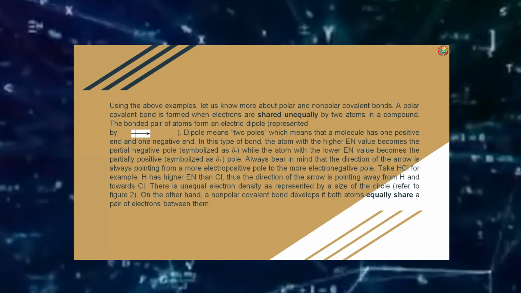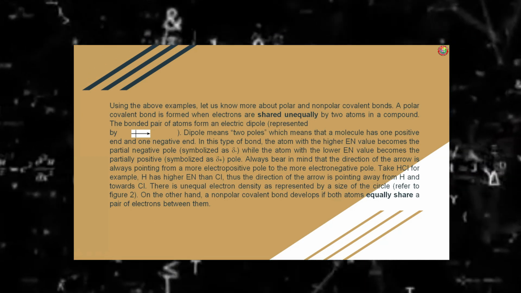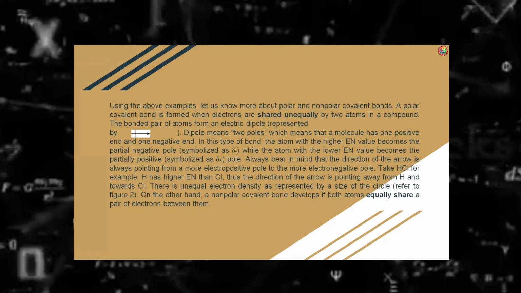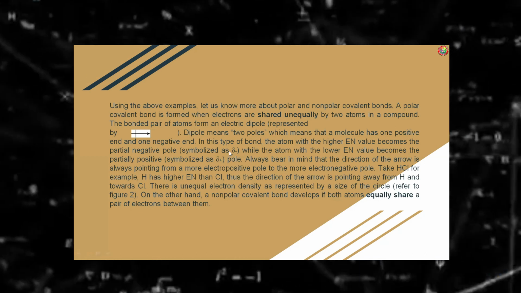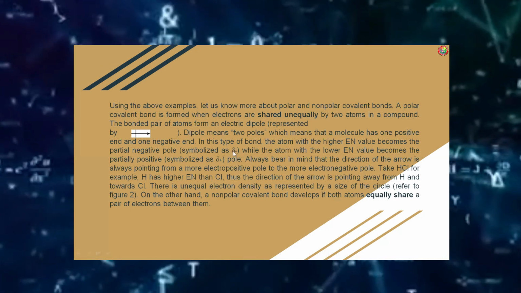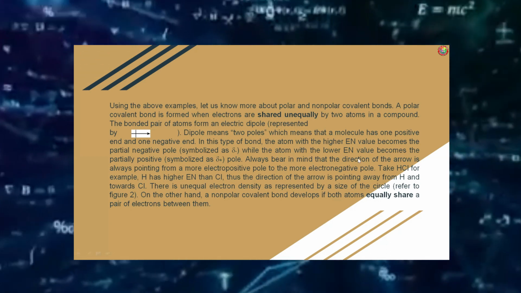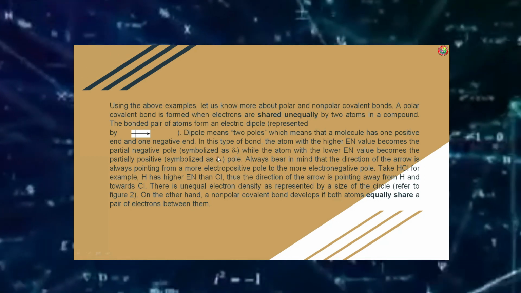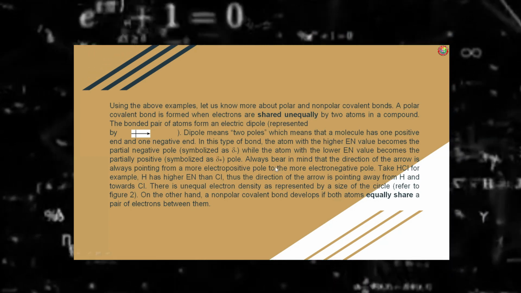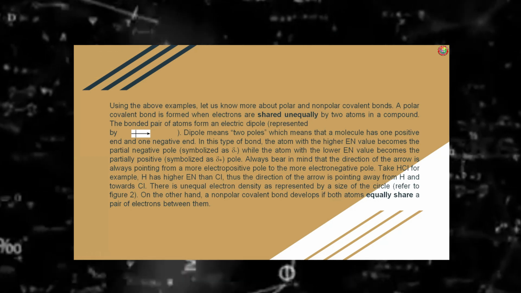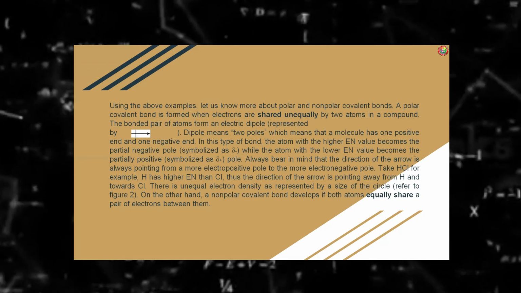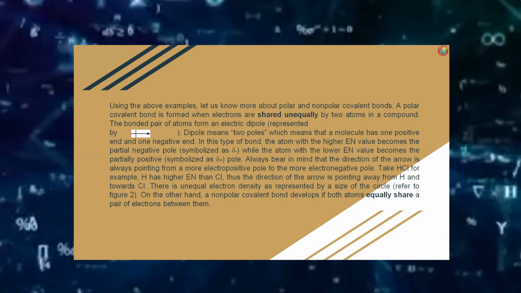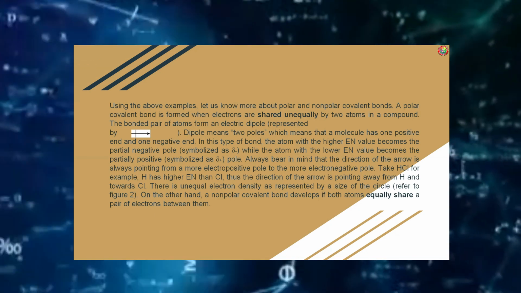In this type of bond, the atom with a higher electronegativity value becomes the partial negative pole, symbolized as this one. The atom with a lower electronegativity value becomes the partial positive pole, symbolized as this. Always bear in mind that the direction of the arrow is always pointing from the more electropositive pole to the more electronegative pole. Take hydrogen chloride, for example.